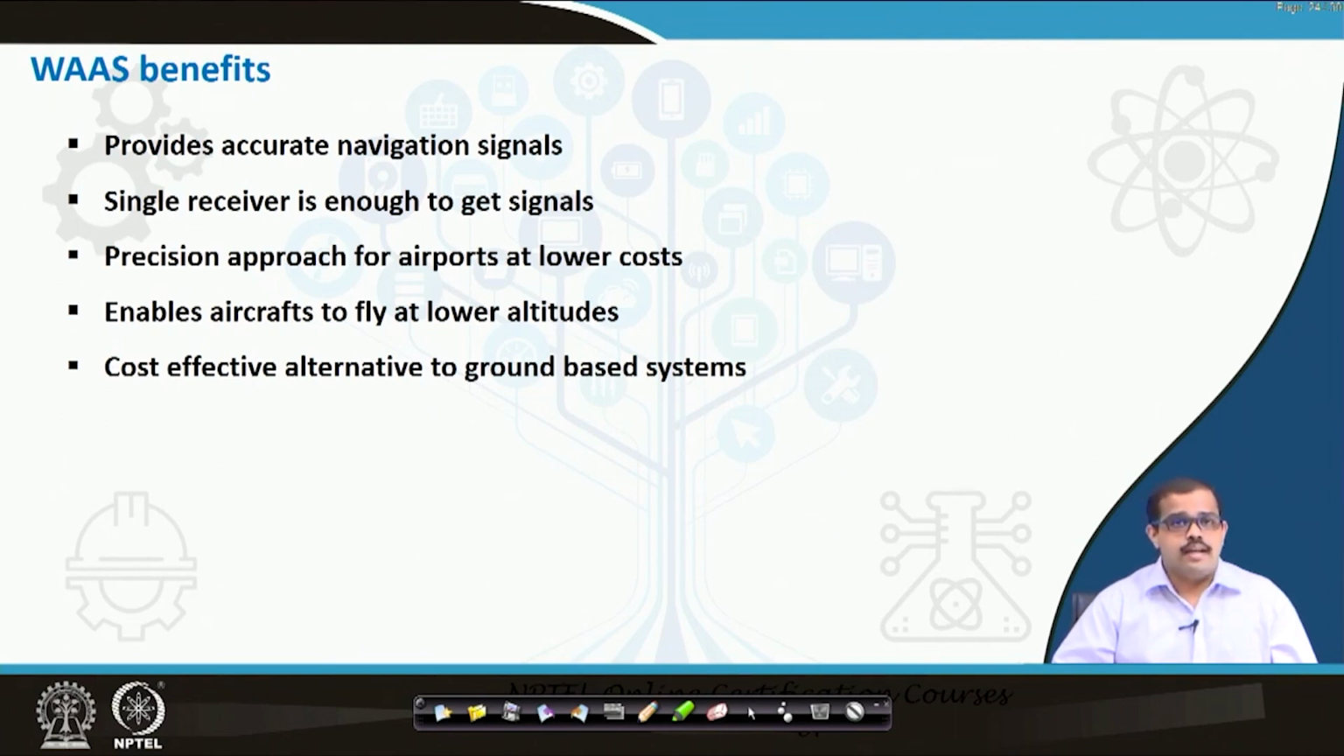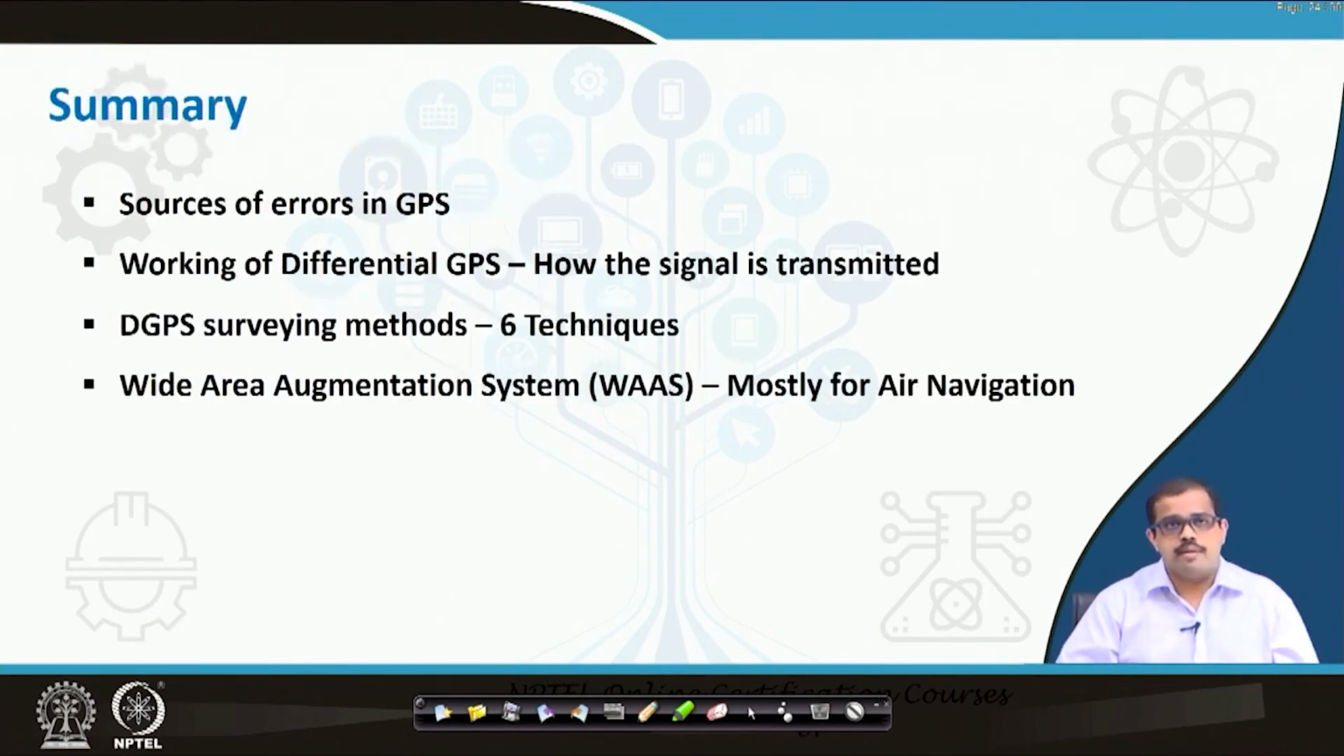Enables aircraft to fly at lower altitudes, so that they can be tracked easily. Also, it helps in tracking even at the lower altitudes, and is a very cost effective alternative to ground based systems. Ground based systems always have these issues of corrections and errors, but this is a very cost effective solution, you don't need ground based stations, so the error is minimized, also the cost is minimized.